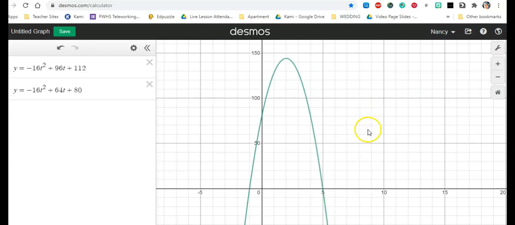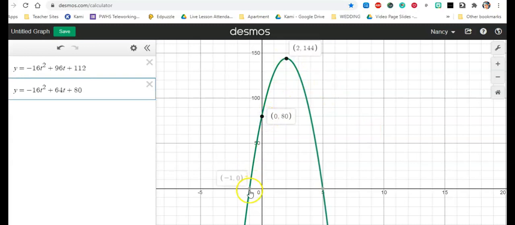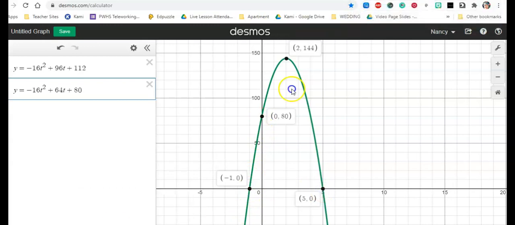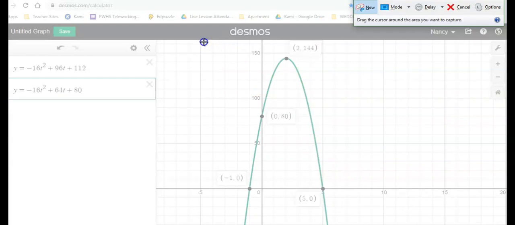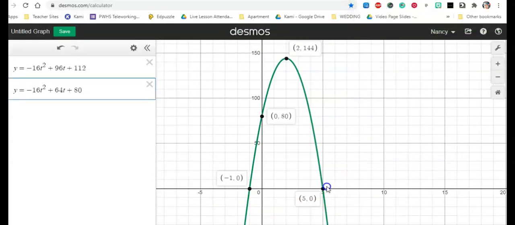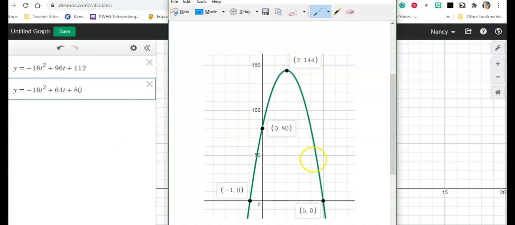Okay, so what I'm going to do is click on my vertex, my y-intercept, sorry, and my x-intercepts. And I'm going to take a snippet of this using my snipping tool, and you could always do a screenshot. Now, here's the thing. I really don't need to look at the graph below this ground level right here, but the problem is that I've got this 50 written down here, so I'm going to go a little bit further down. There's my picture right there.